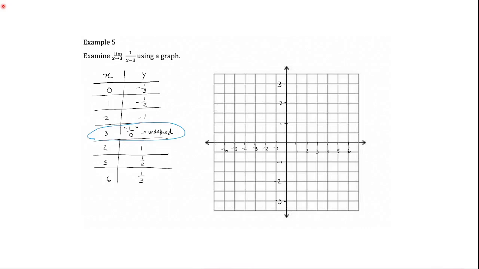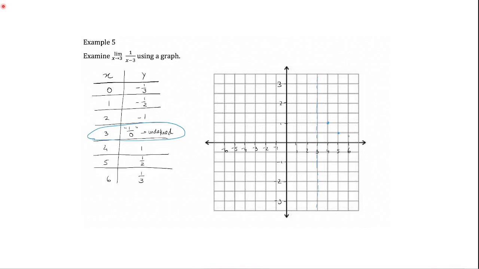So of course, we might already know that we are going to have an asymptote at x is equal to 3, right? And then if we graph our function, we are going to be able to corroborate that. So at 5, we are going to have here 1/2. At 4, we have a value of 1. And at 6, we're going to have a value of 1/3.